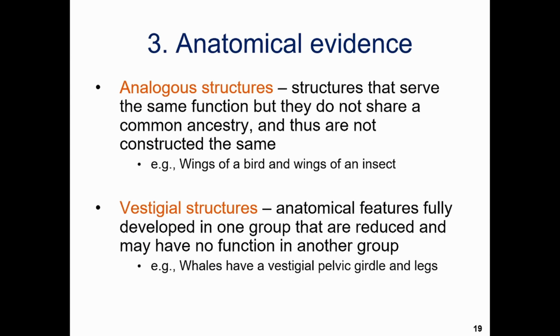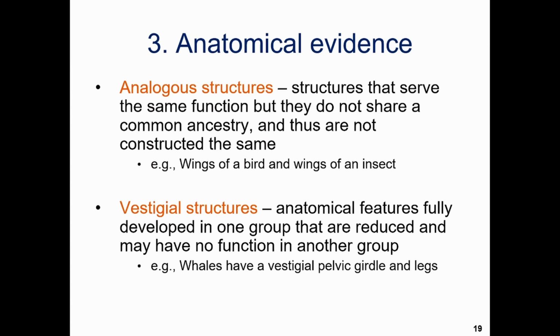Analogous structures serve the same function, but they don't have a common ancestry, and so the construction for those structures are not the same. For example, the wings of a bird and the wings of an insect. Both wings provide flight, however, the wing of a bird has feathers and skin and muscle, whereas the wing of an insect is more of like a thin, semi-translucent membrane.